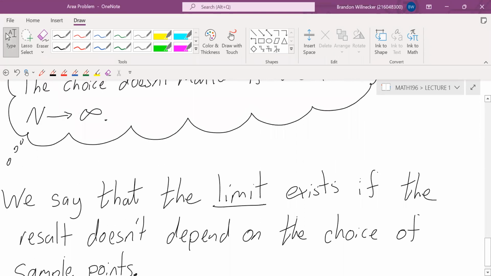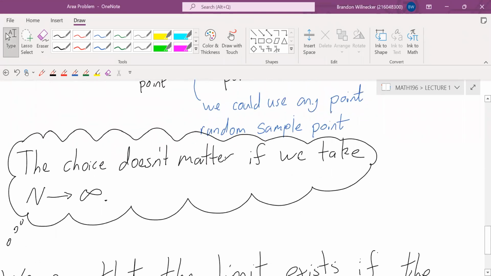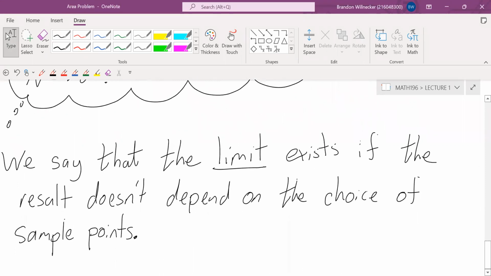Okay, and again, this is just more thinking here. As we take n to infinity, remember that that's a limit there. We say that the limit exists if the result doesn't depend on the choice of sample points. If we're given some kind of function where the area does depend on the choice of sample points, then we say that the limit doesn't exist, because we don't get a fixed result in the end that doesn't depend on the points. So the limit doesn't exist.